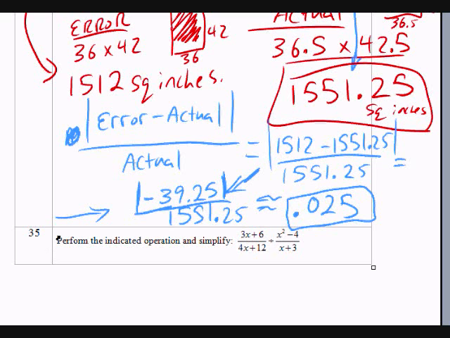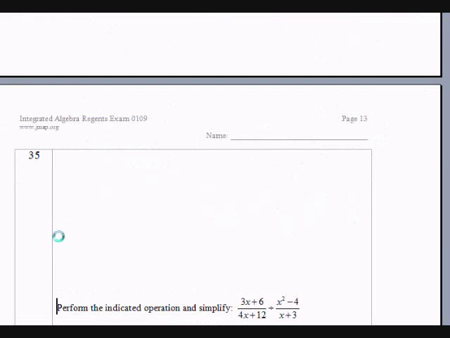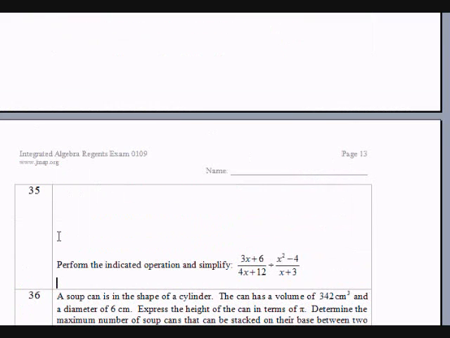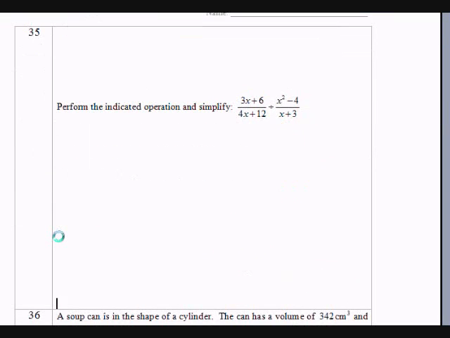Try and make this larger. I'll give myself more space at least, so I can work on the problem. Whoa, whoa, whoa, whoa. Calm down there. Okay, here we go.